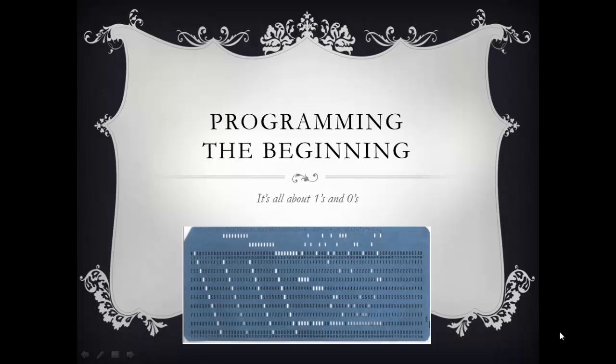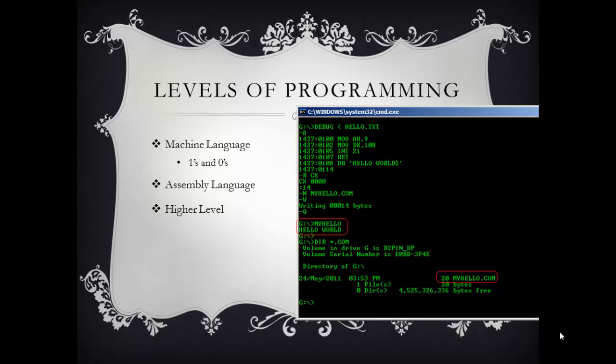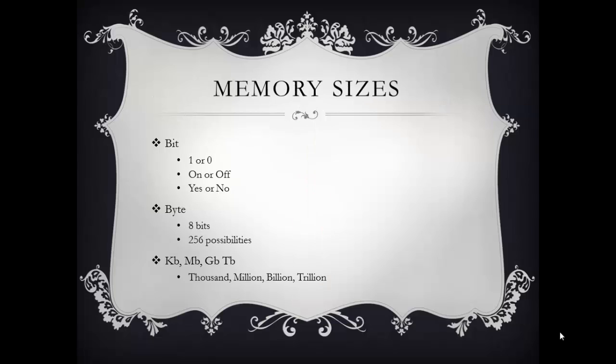Okay, quickly, we're going to review very fast, and we'll do this faster and faster each time. Remember, it's all about ones and zeros. Writing a program is essentially telling a computer to go fetch an instruction and execute it. There are several layers of programming, machine language being the ones and zeros, assembly language being the next step up, and then there's higher level programming.